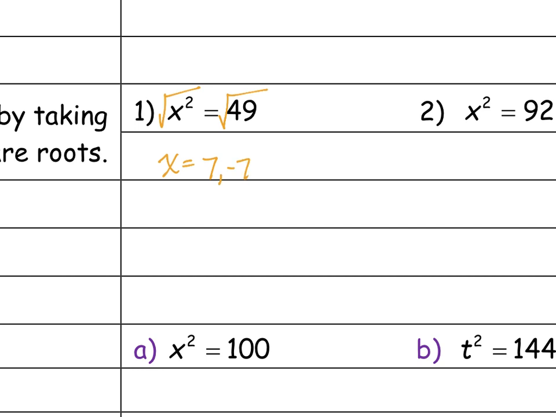There's always two answers when I'm solving. Are you okay with that? Because 7 times 7 is 49. Negative 7 times negative 7 is 49. Awesome. So next one.